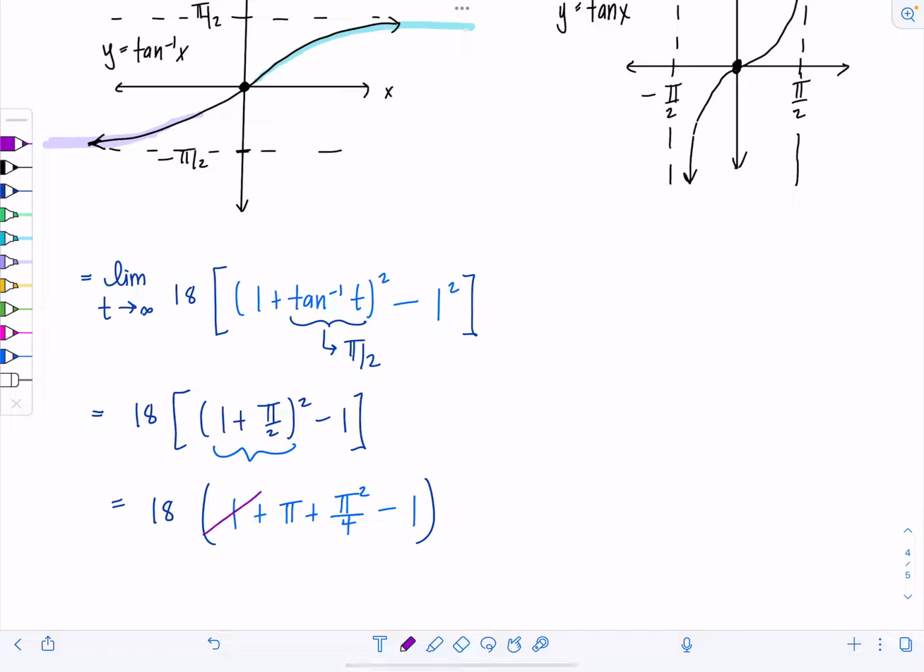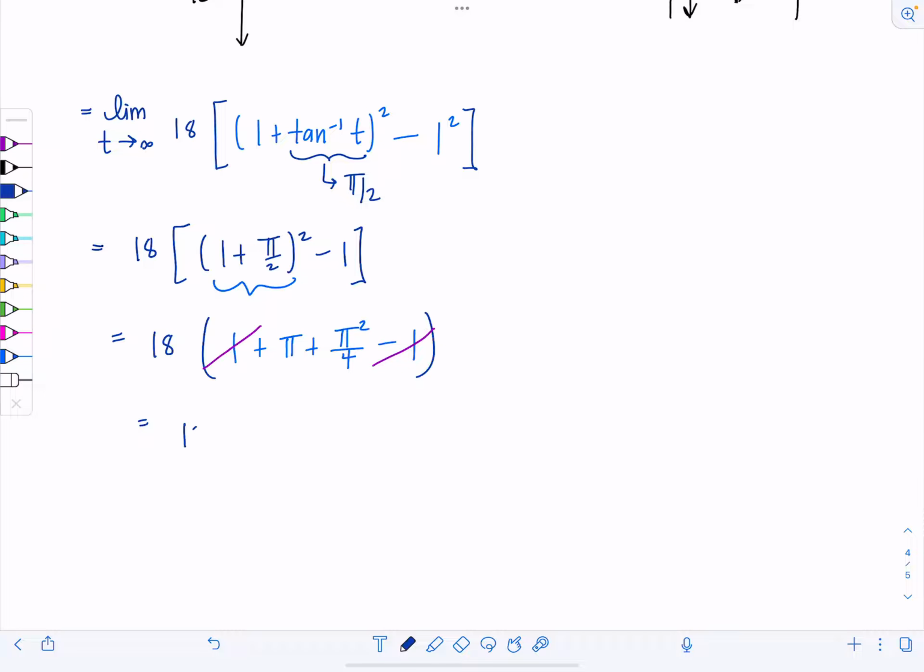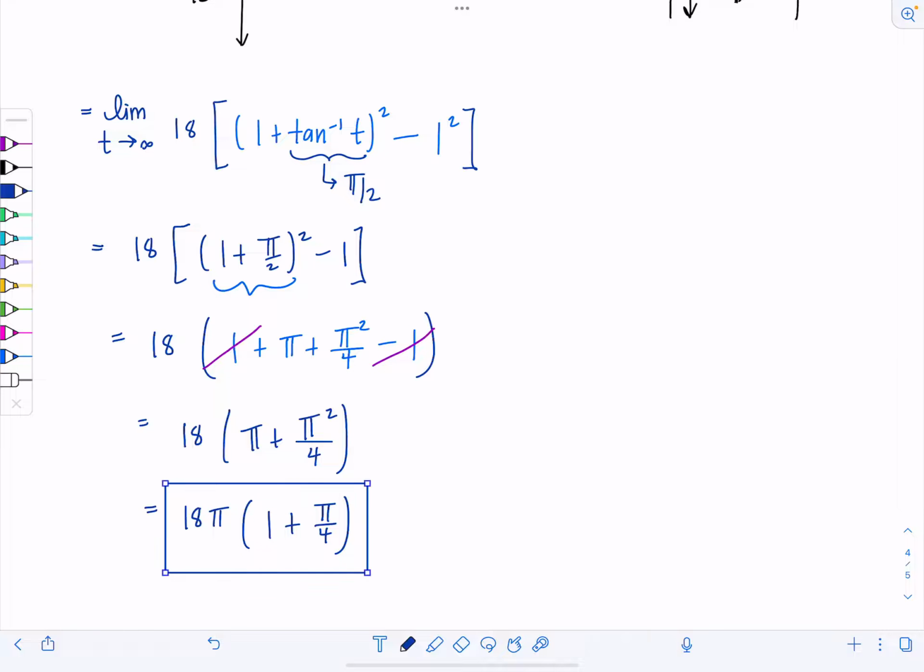And then check this out. The 1's cancel. And all I'm left with is 18 times pi plus pi squared over 4. You could leave it like that, or if you feel like taking a pi out, maybe 18 pi times 1 plus pi over 4. Maybe that looks moderately better. Either way, we're done. All I care is that this is finite, therefore that means the integral converges. Or it is convergent, okay? Ugly little number, but doesn't matter. It's finite.